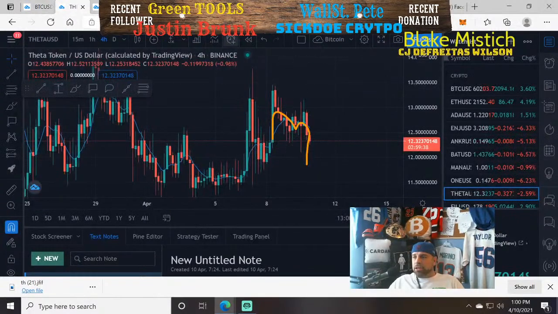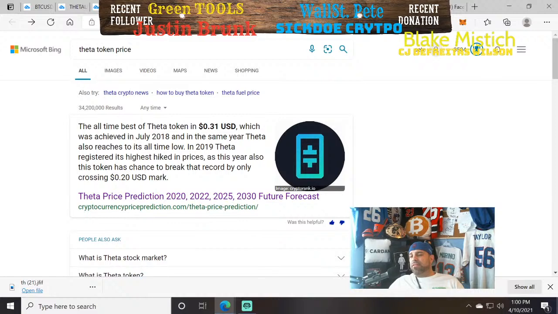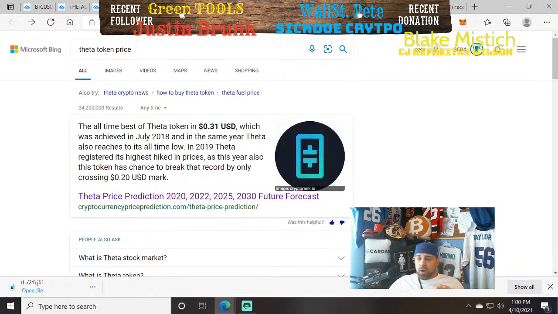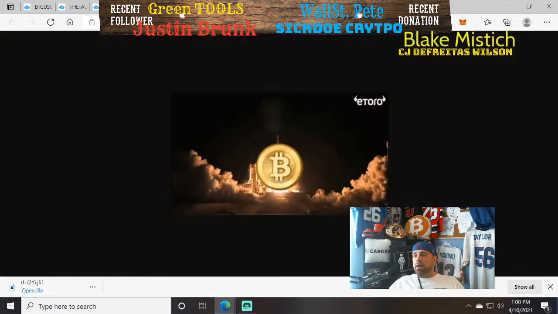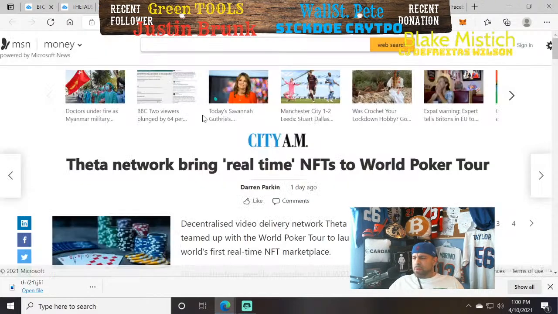Right now, Theta has news that came out in XRP, right? Theta, the all-time best of the Theta token, 31 cents USD, which was achieved in July 2018. And in the same year, Theta also reaches its all-time low in 2019. This was 31 cents, everyone. This is insane. We're going to the moon, and I'm telling you, we're getting there. I know that people were losing their patience.